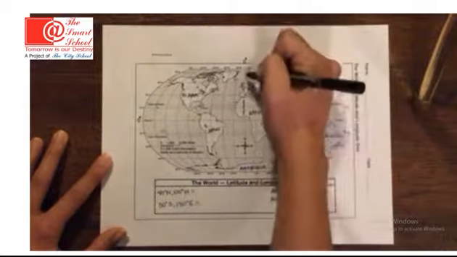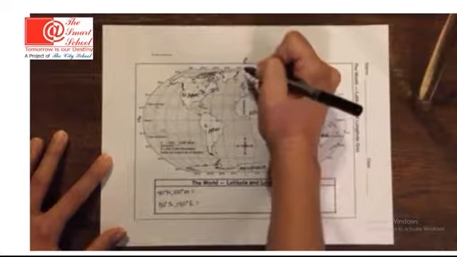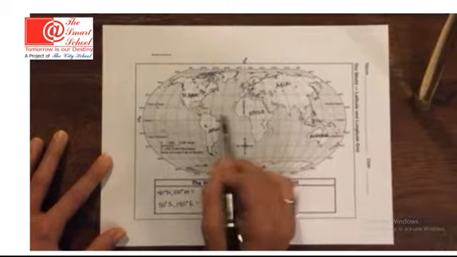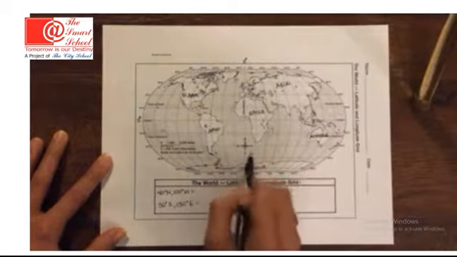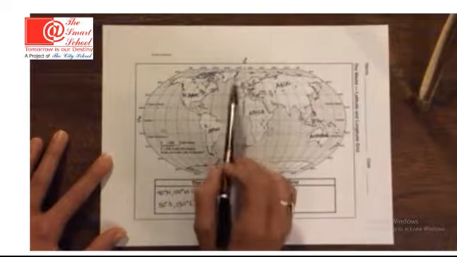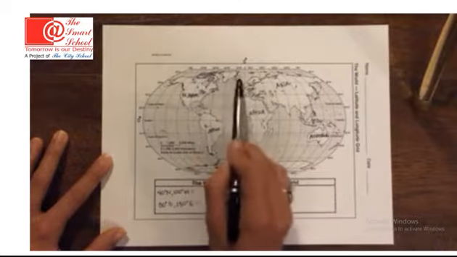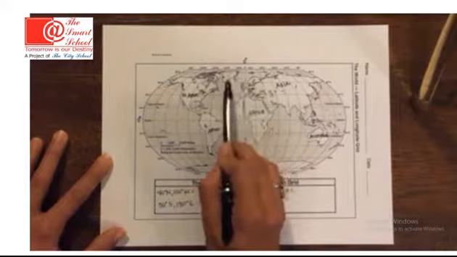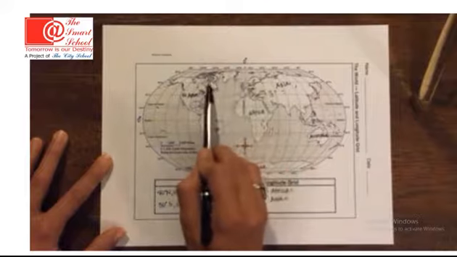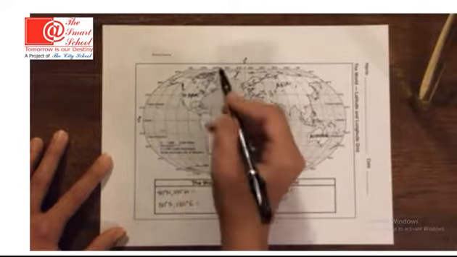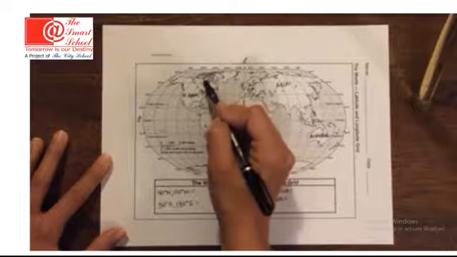So I start with my prime meridian, which is 0 degrees. I'm going west, so I know I need to go to the left. If I forget my directions, I can always look at my compass rose. I go to the left, and I see 20 degrees west, 40, 60, 80, and 100. So I can follow that line 100 degrees west.